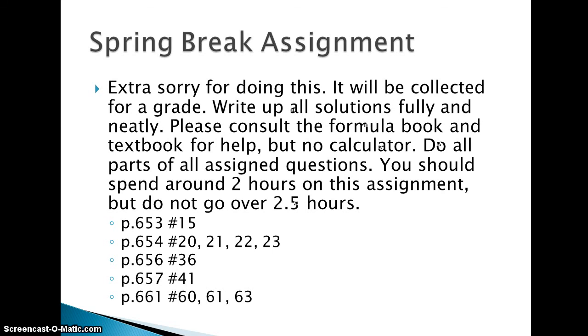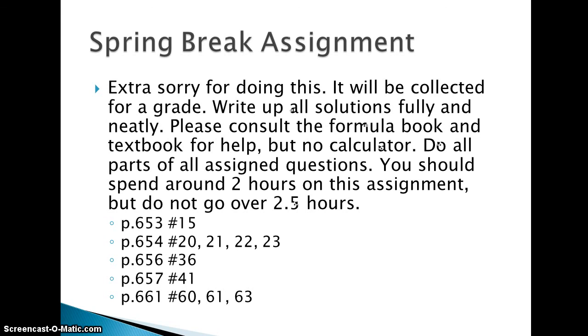I want you to kind of treat this like a practice IB test. There's a mix. There's some short questions and there's some longer questions, and it's a mixed bag. These are all review questions from the back of the book. It's your spring break. I don't want you to overwork yourself. Please don't spend more than 2.5 hours on this assignment. That would just make me sad.